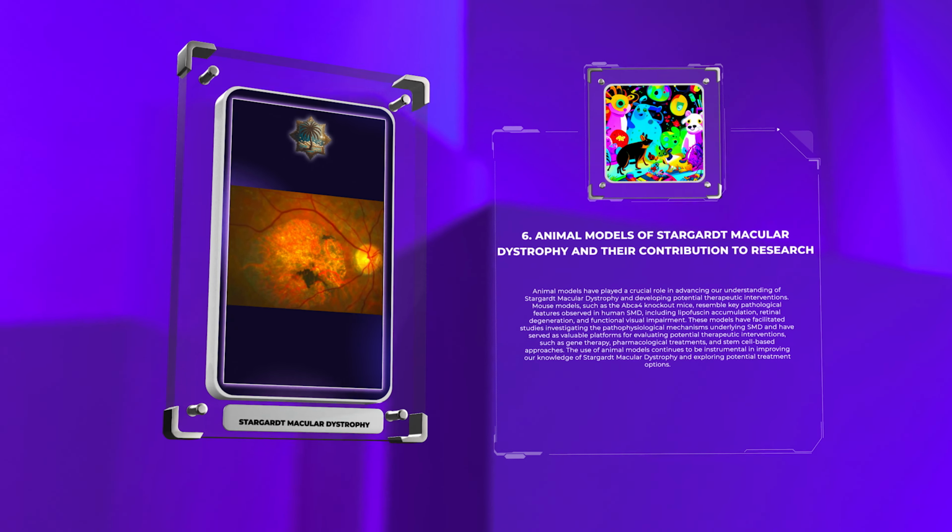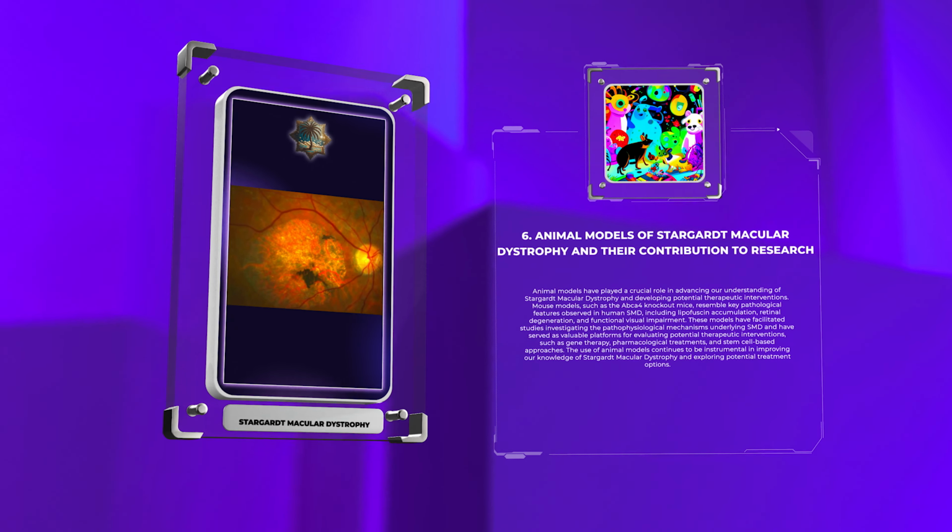Stargardt macular dystrophy is a rare eye condition that affects people worldwide. It is caused by mutations in the ABCA4 gene and is inherited in an autosomal recessive manner. The prevalence of the disease varies across populations, with estimates of approximately 1 in 8,000 to 10,000 individuals being affected.